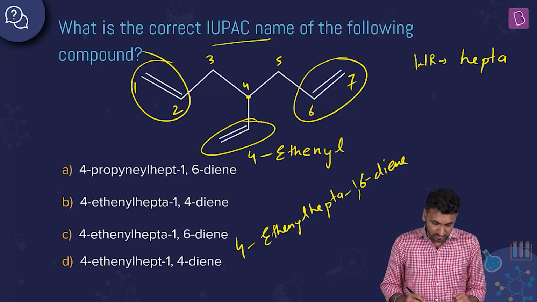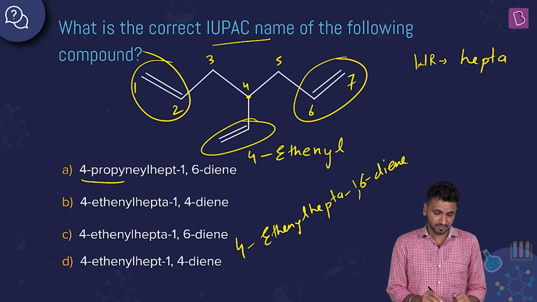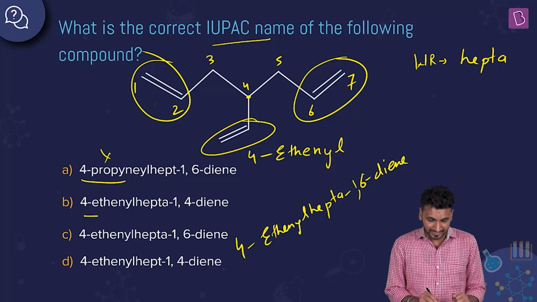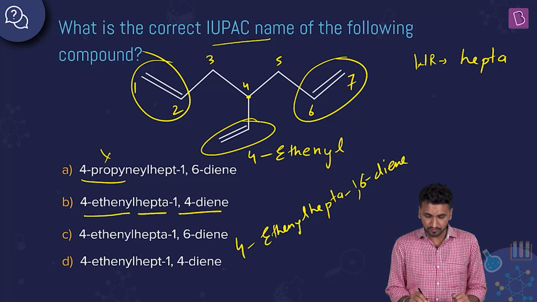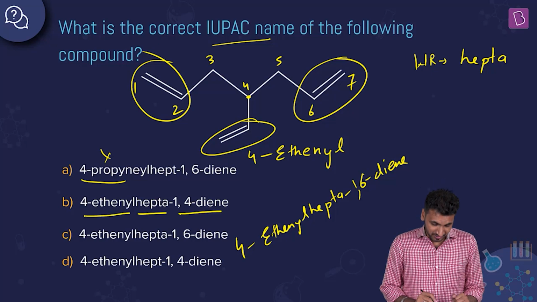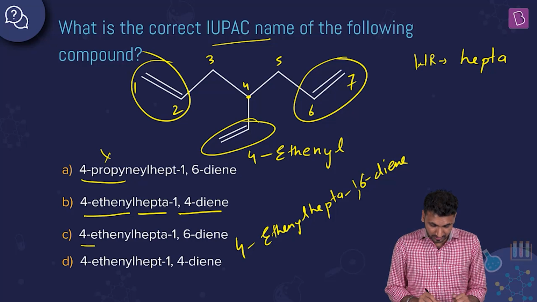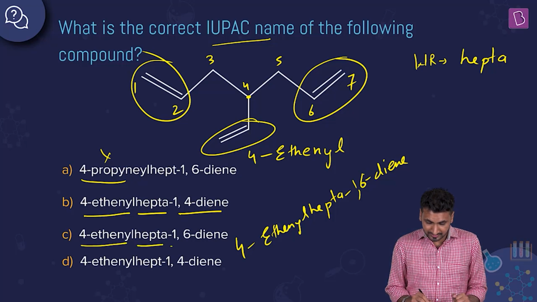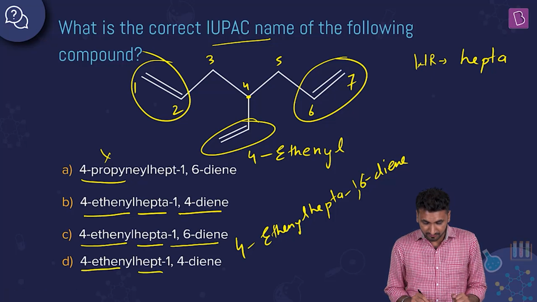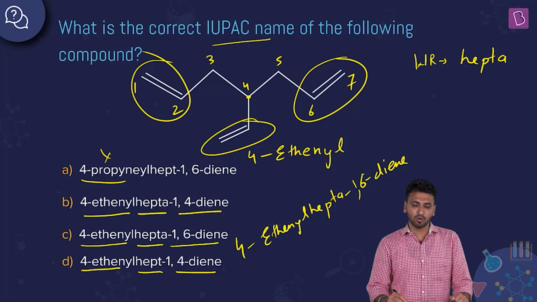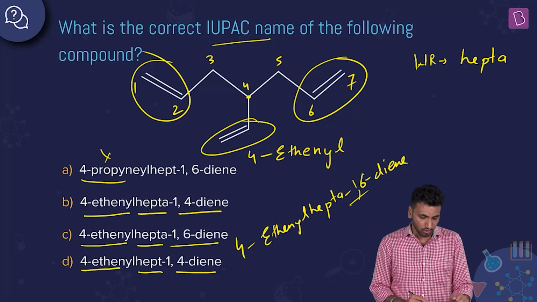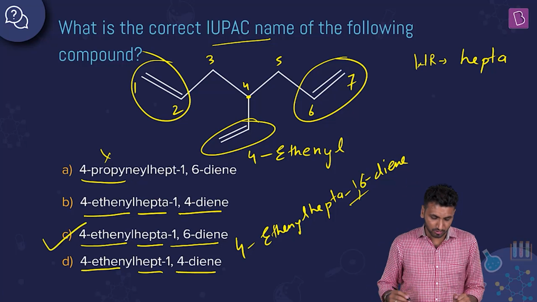Let's match with the options. 4-propyne, no, 4-ethinyl hepta 1,4-diene. And option C, 4-ethinyl hepta 1,6-diene. We are looking for 1,6-diene, so option C is the best possible answer.